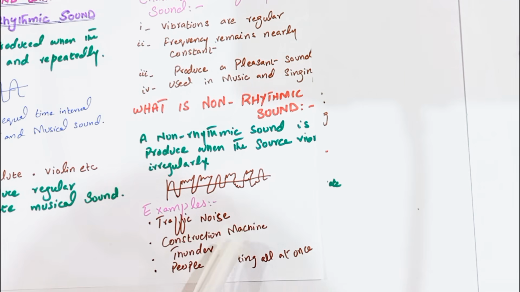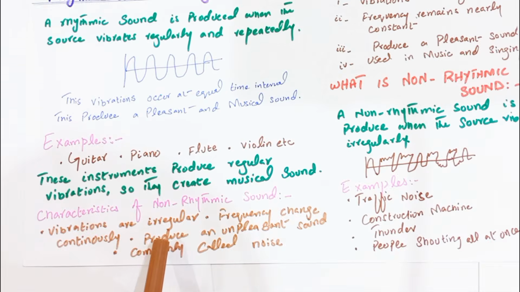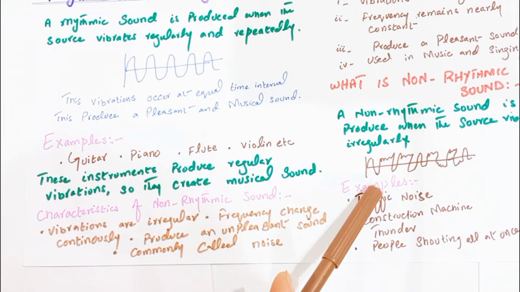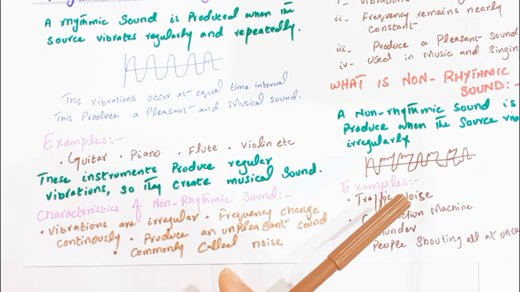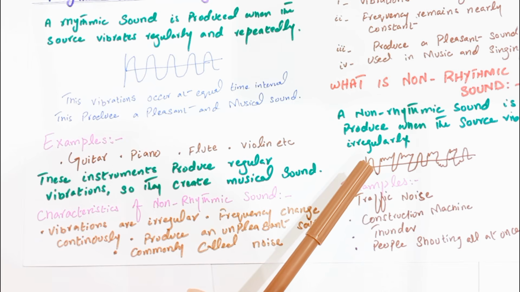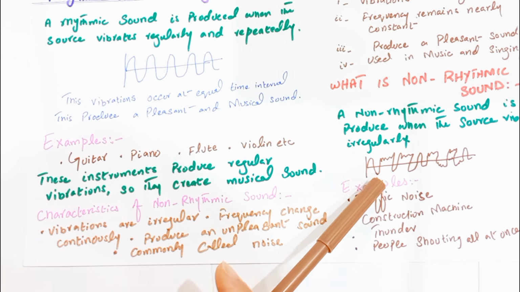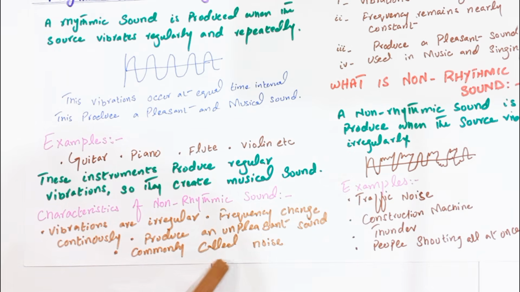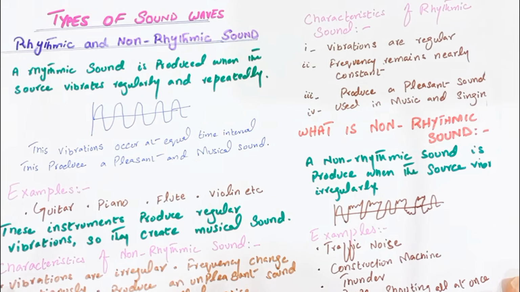Now we discuss the characteristics of the non-rhythmic sound. Vibrations are irregular. When the vibrations are irregular and frequencies change continuously, it does not produce a constant number of waves per second, so it produces an unpleasant sound commonly called noise. That is all. Today we discussed rhythmic and non-rhythmic sound.